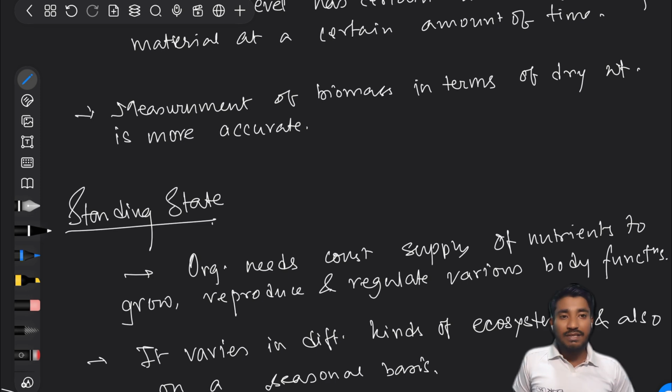So I'll say that please go through this topic from the NCERT. Basically the questions from the NCERT are asked from these chapters.